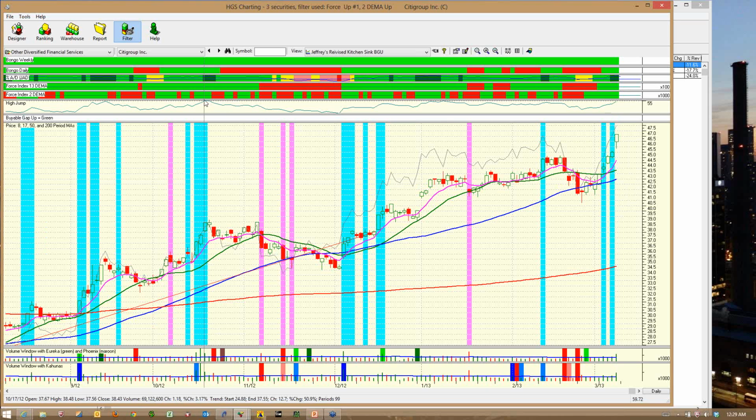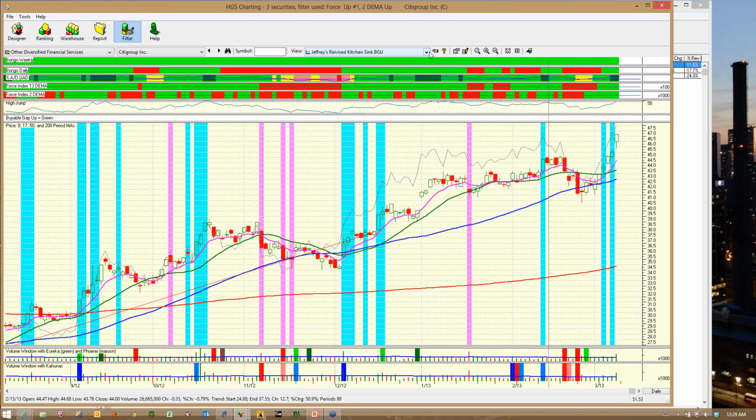If I look back, high jump bar hit, stock pulls back. High jump bar hit again, going sideways, and it pulls back. High jump bar hit, and it pulls back. So the high jump bar is being hit, so we have to be wary that you're going to see this thing pull back.